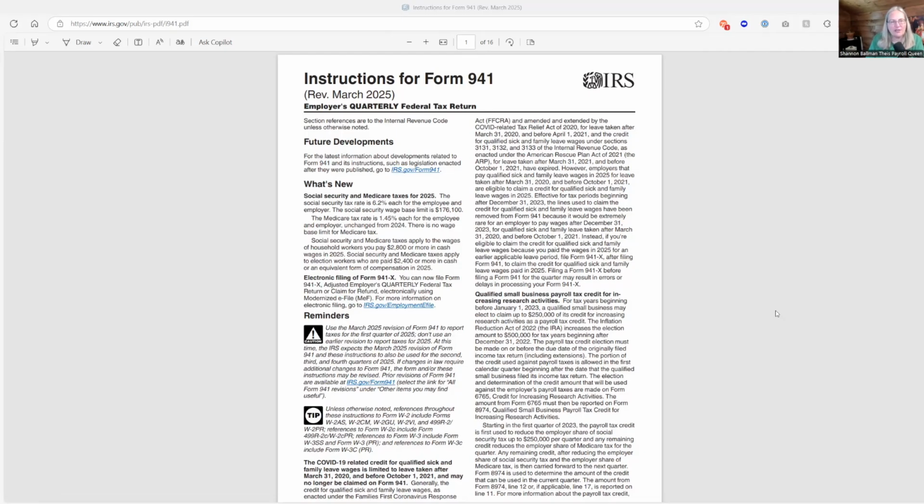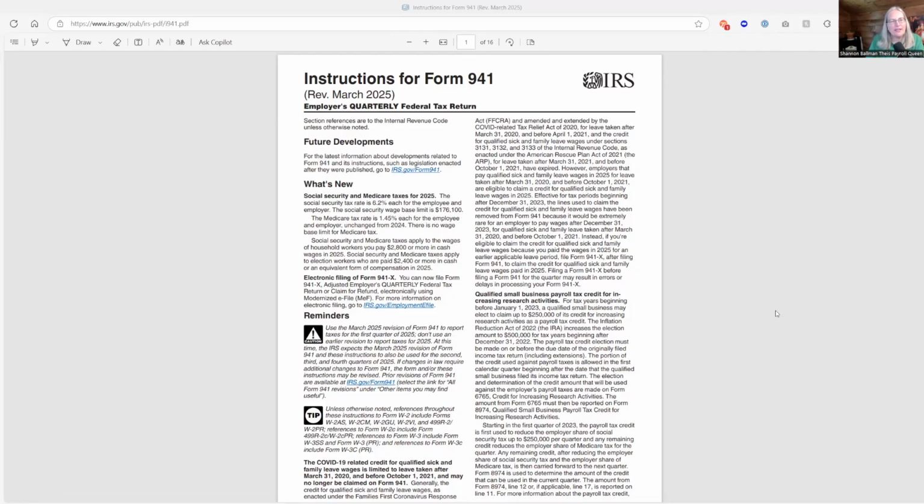Social Security and Medicare tax apply to the wages of household workers that you pay $2,800 or more in cash wages in 2025. Social Security and Medicare taxes apply to election workers who are paid $2,400 or more in cash or an equivalent form of compensation in 2025.